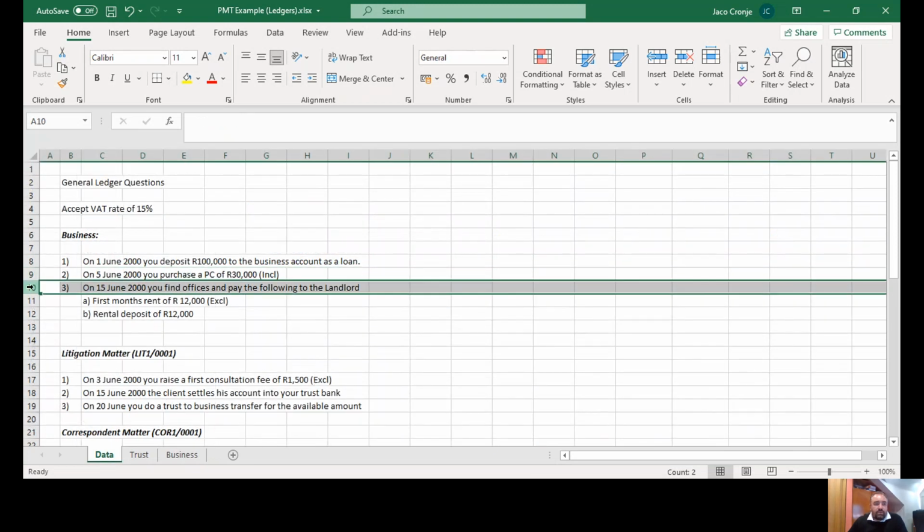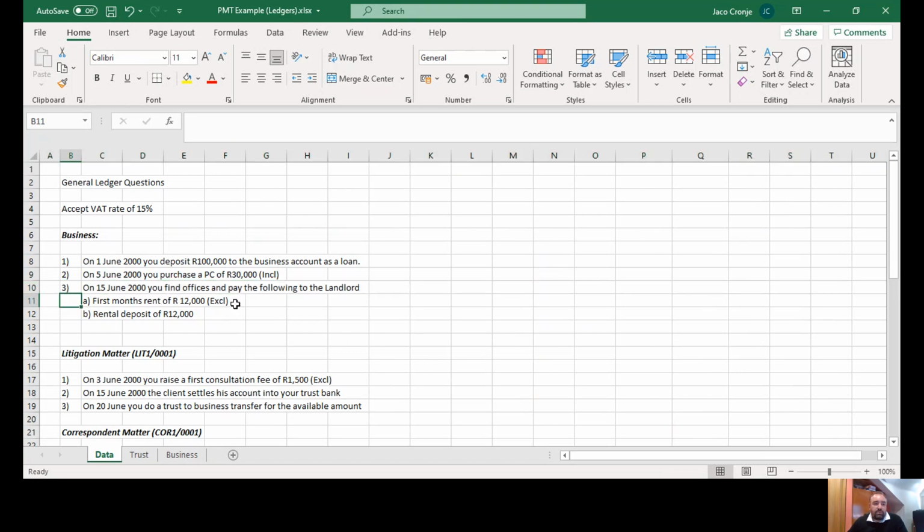Let's move on to the next one. On the 15th of June 2000, you find offices and pay the following to the landlord. You pay your first month's rent of 12,000 Rand, exclusive of VAT. So for purposes of this exercise, let's accept that our landlord is VAT registered, so we are allowed to claim VAT on the rent that we pay to him.